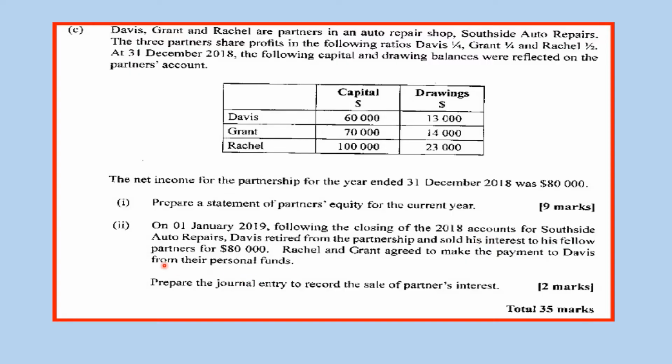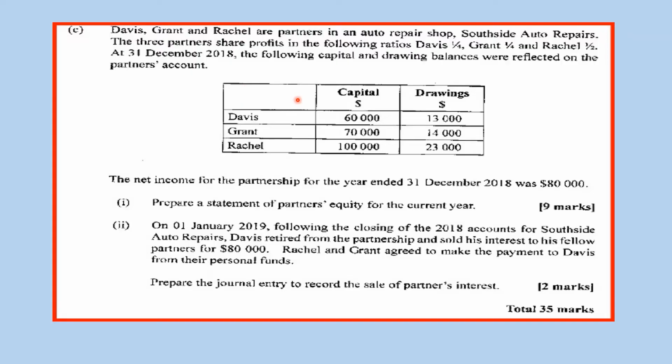accounts for Southside Auto Repairs, one of the partners, Davis, retired from the partnership and sold his interest to his fellow partners for 80,000. Rachel and Grant, the other two partners, agreed to make the payment to Davis from their personal funds. So we will note here they didn't use the bonus method or the goodwill method at all. Prepare the journal entry to record the sale of the partner's interest.